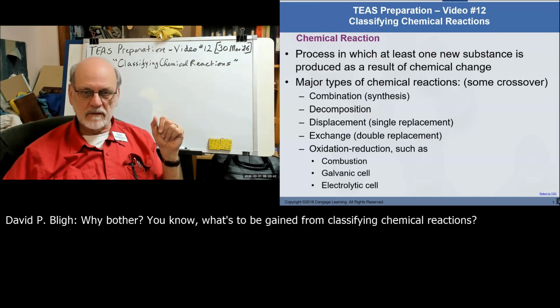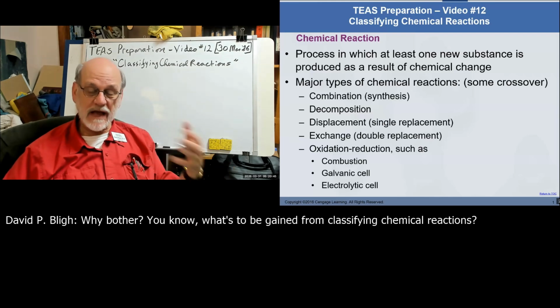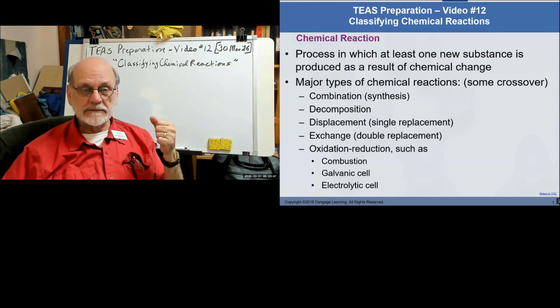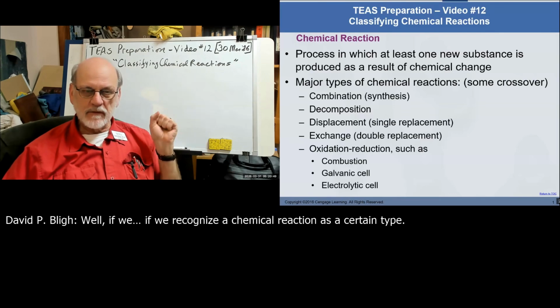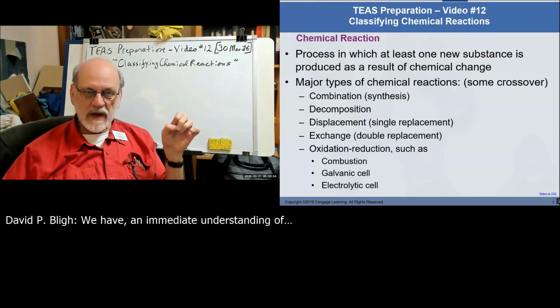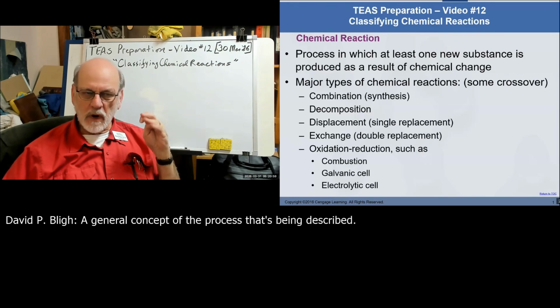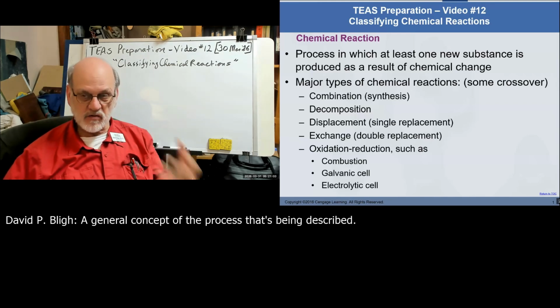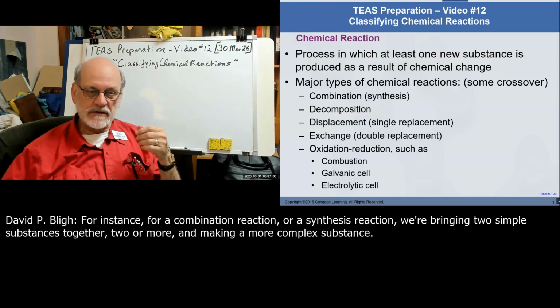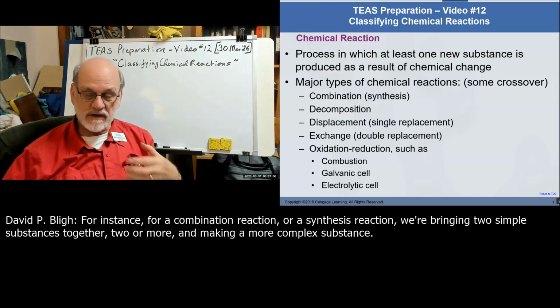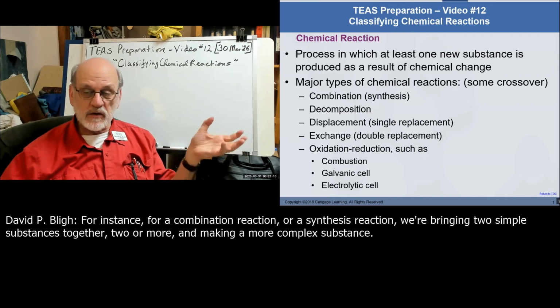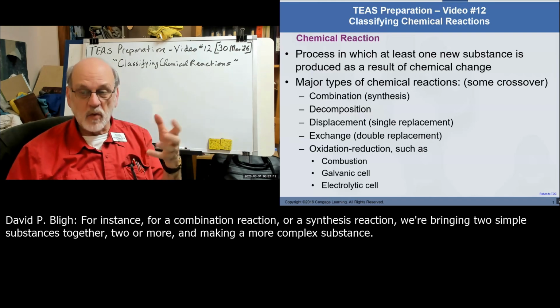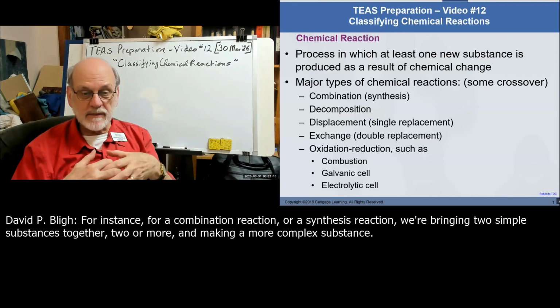Now, the question arises, I hope, for you: why bother? What's to be gained from classifying chemical reactions? Well, if we recognize a chemical reaction as a certain type, we have an immediate understanding of a general concept of the process that's being described. For instance, for a combination reaction or a synthesis reaction, we're bringing two or more simple substances together and making a more complex substance.